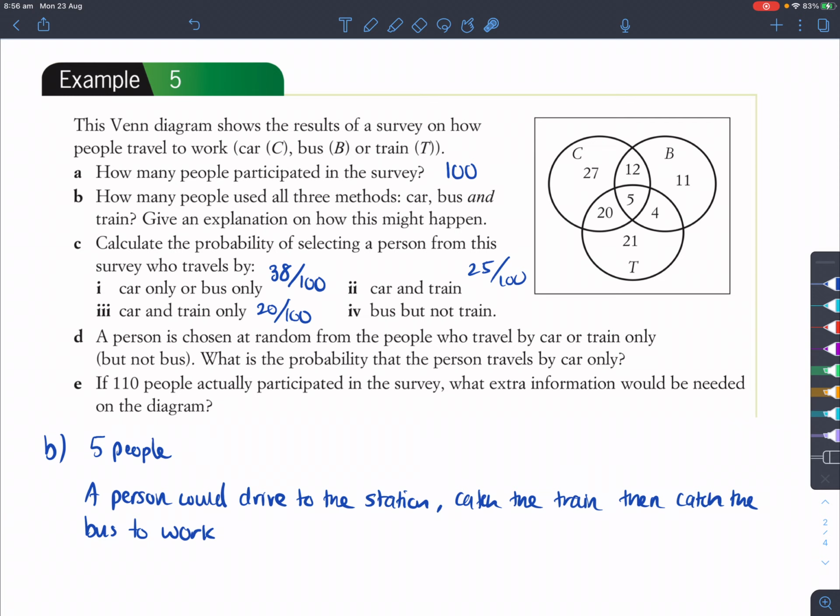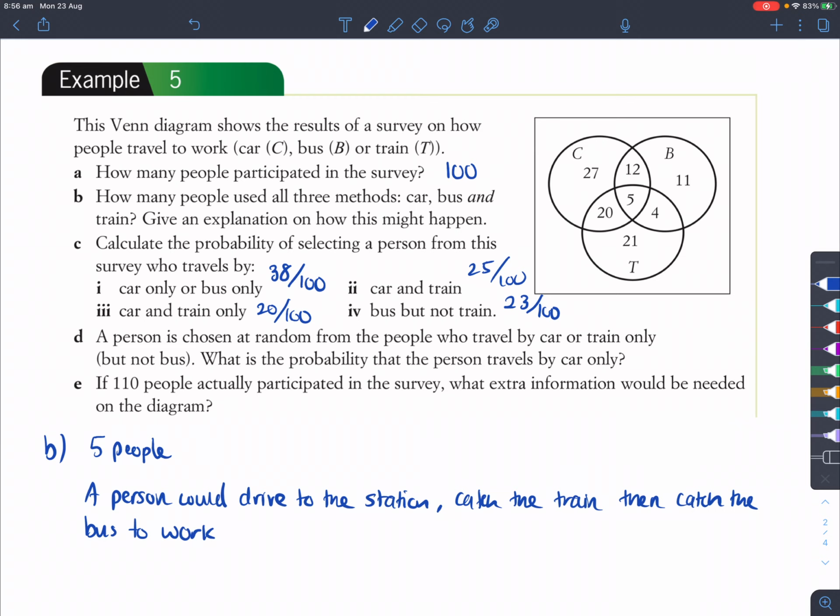Now, what if I say bus and not train? The people who catch the bus belong to this circle, but if I don't want the people who catch the train, so not the 5 and not the 4, which are part of that train circle, then that only includes these two numbers, 12 and 11, which add together to give you 23 out of 100.